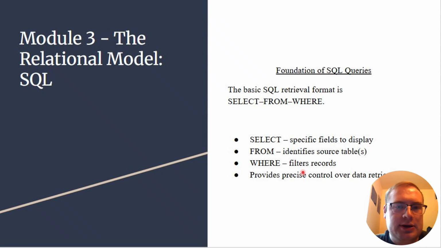On to Module 3. The relational module, specifically dealing with SQL. So I want to talk about the foundation of SQL queries. Learning the SELECT FROM WHERE structure helped me understand how SQL works logically. SELECT tells the database what to display. As you can see here, FROM identifies where the data comes from, identifies source tables, and WHERE filters the results, filters the records. This structure gave me more control compared to visual tools, and it showed how databases process instructions step by step.